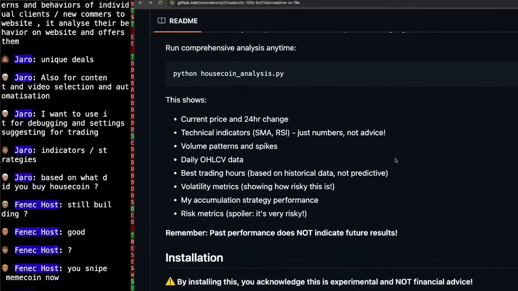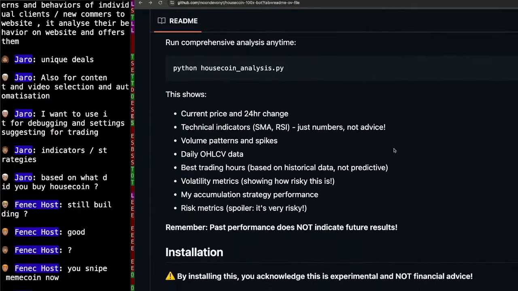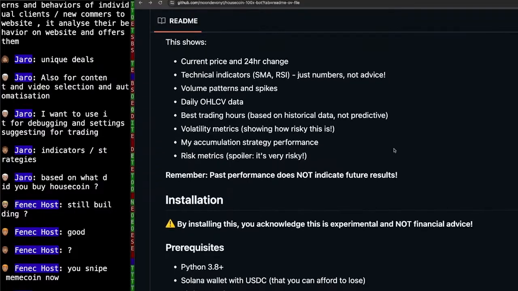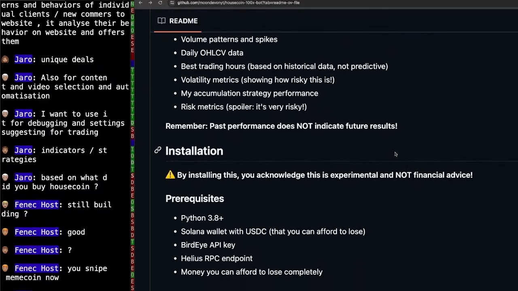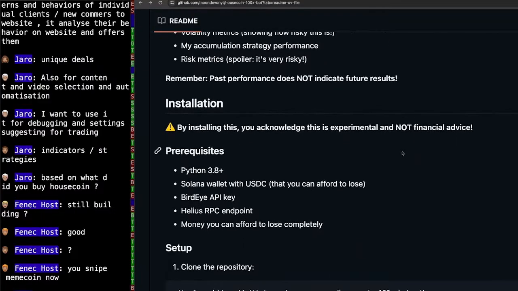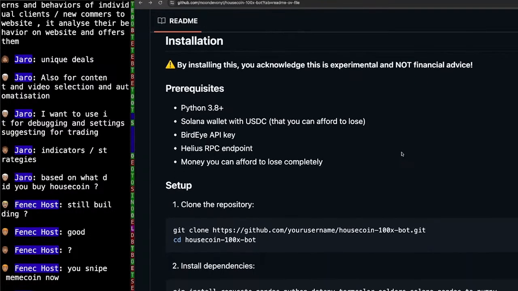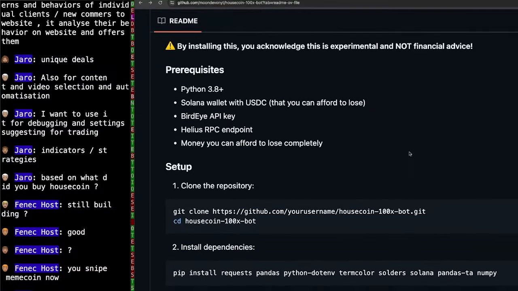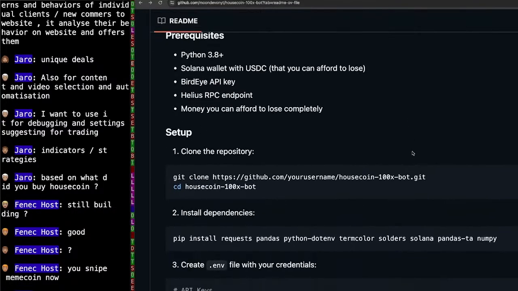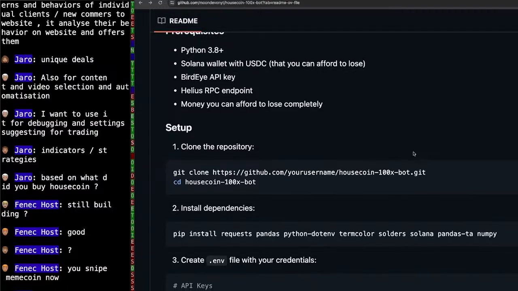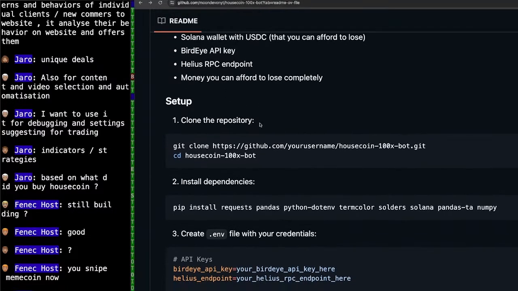This shows technical indicators, SMA, RSI, daily open, high, low, close, volume. My accumulation strategy. Remember, past performance does not indicate future results. Installation. By installing this, you acknowledge this is experimental and not financial advice. Solana wallet, Birdeye API key, RPC, Helius RPC. Money you can afford to lose completely.